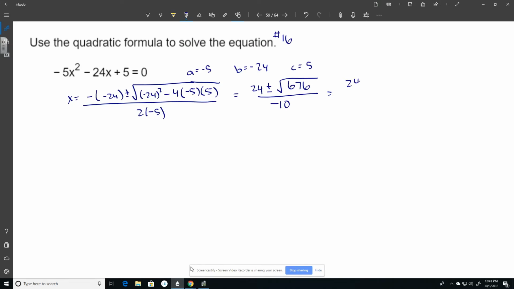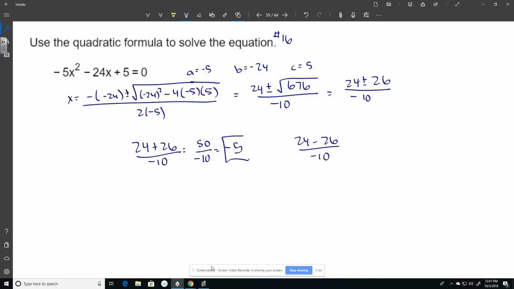So this becomes 24 plus minus 26 divided by -10. Now, this is where I split it up. I'm going to get two different answers. One of them is 24 plus 26 divided by -10. The other one is 24 minus 26 divided by -10. So 24 plus 26 is 50 divided by -10 is -5. There's one of my answers. My other answer, 24 minus 26, is -2 divided by -10, which actually simplifies to positive 1/5. So my answers are -5 and 1/5.